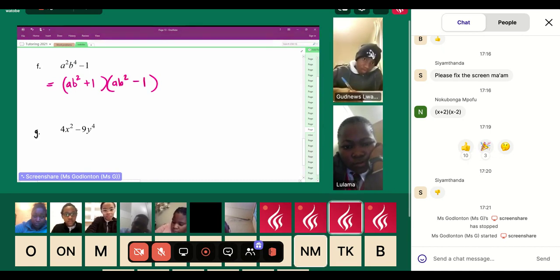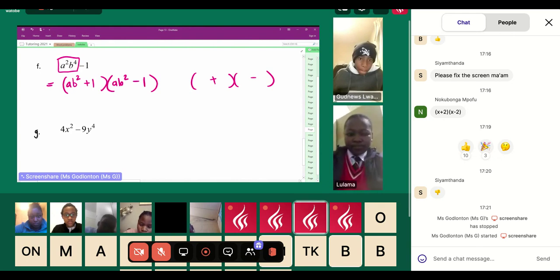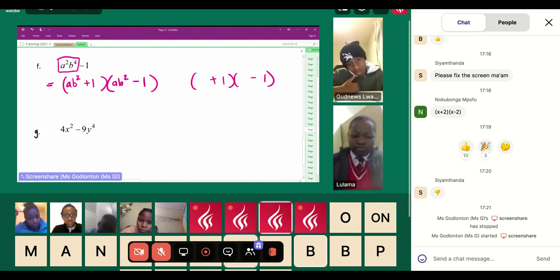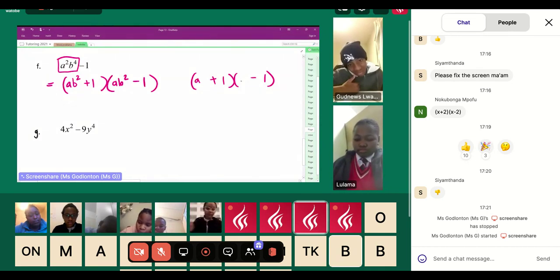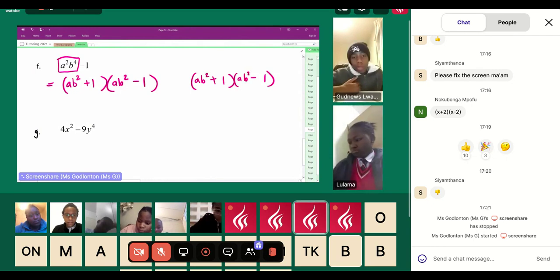Good. Okay, so now guys, remember, when you see this, we don't get scared. We draw our two brackets, we write our plus sign, we write our minus sign. If this is freaking you out, leave it for a moment and think about your ones. So we know that'll be plus 1 and minus 1. And then look at your variables. If I look at a squared, I know a times a will give me a squared. And if I want b to the 4, b squared times b squared will give me b to the 4.